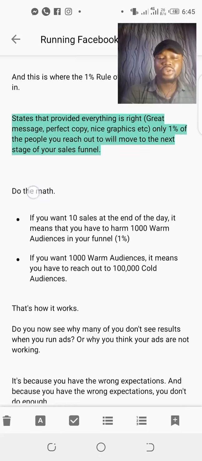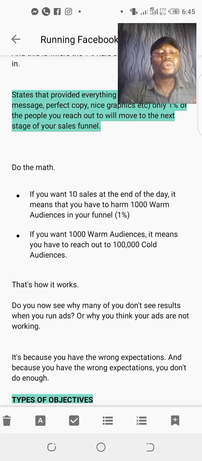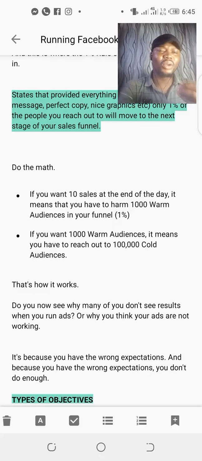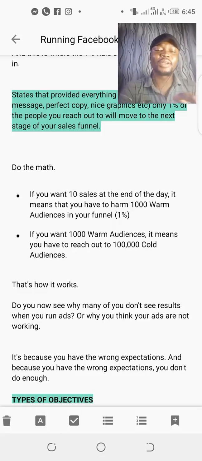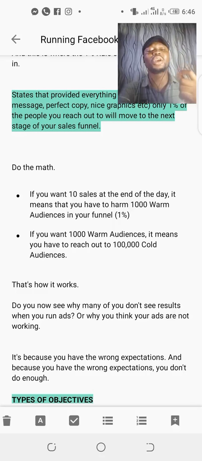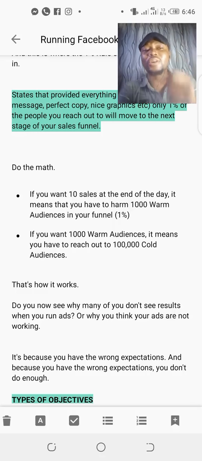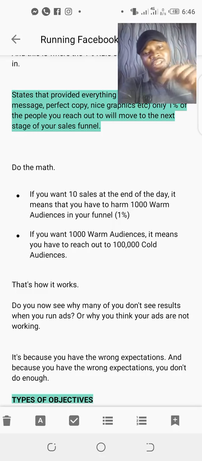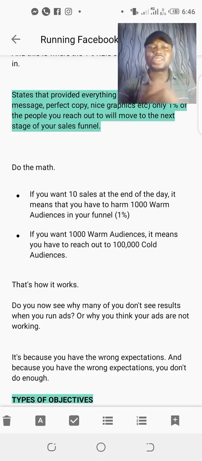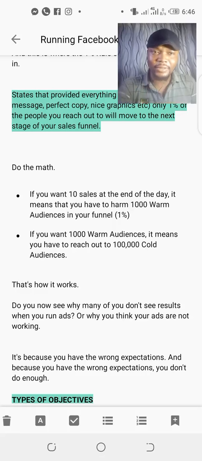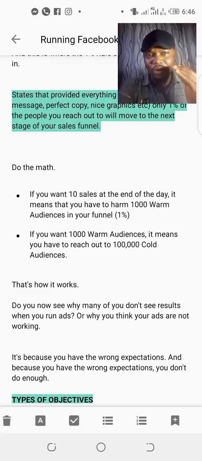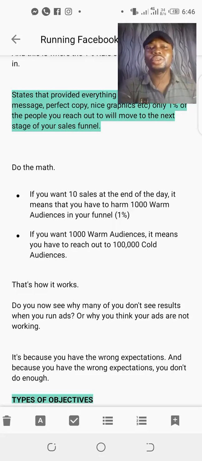That's how it works. So do you now see why many of you don't see results when you run ads, or why you think your ads are not working? It's because you have the wrong expectations. And because you have the wrong expectations, you don't do enough. You don't put in enough diligence. So you're always beating yourself whenever your ads are not working. Now you are getting it straight. You're knowing how much work you need to do.